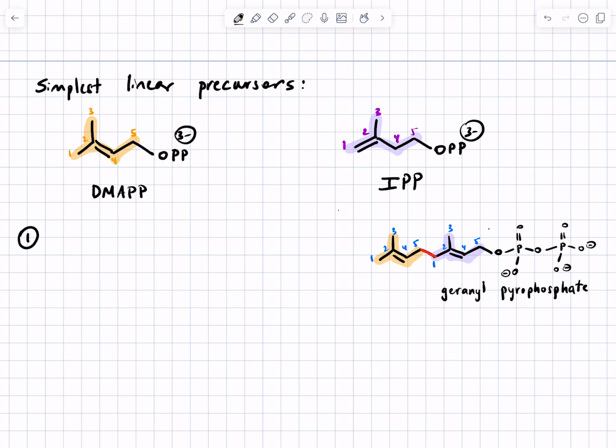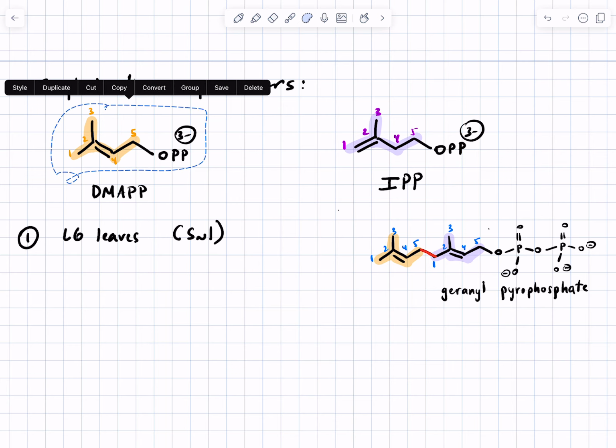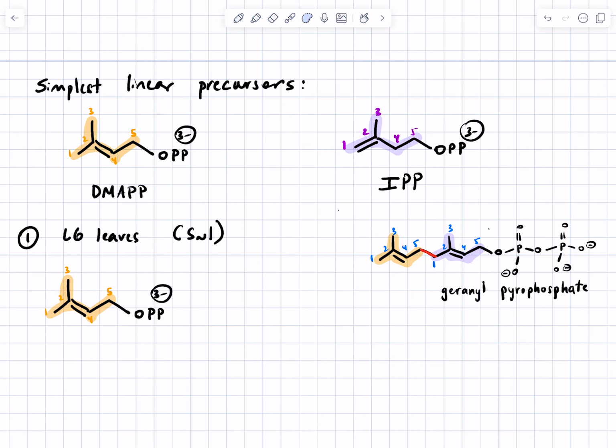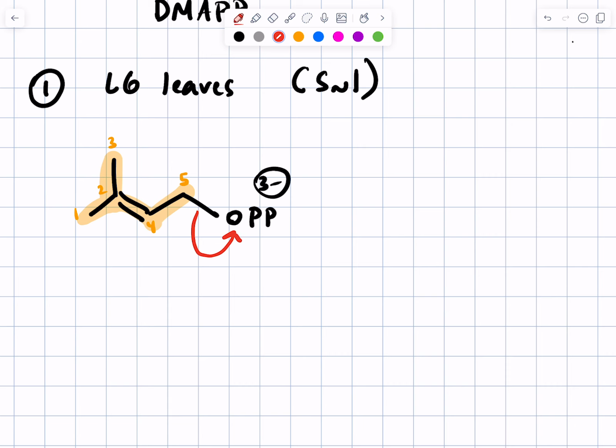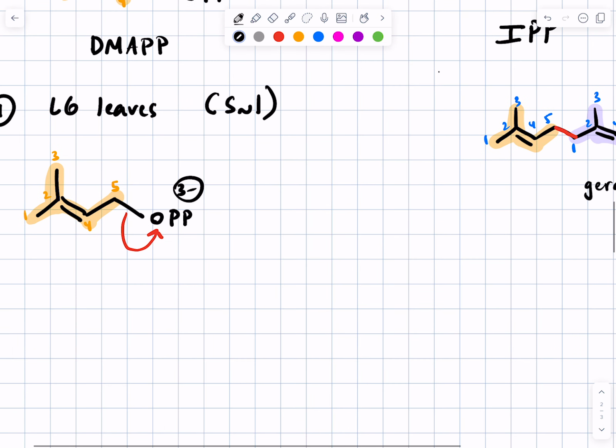All right, so step one is leaving group leaves. That's sort of an SN1 or E1 style first step. We're going to use dimethylallyl pyrophosphate for that. Why? Because the good leaving group is at the allyl carbon. So when it leaves, that gives you a resonance stabilized carbocation.